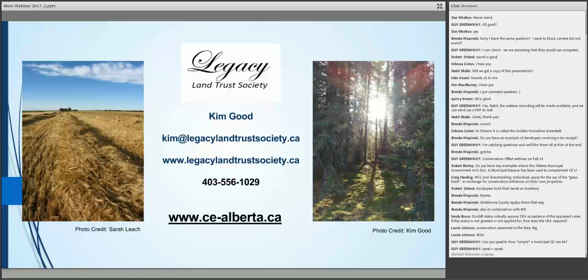Good reasons on both. Conservation easement in the new MGA. Is that the conservation reserve, Lori, that you're referring to? I'll let you respond, and I'll go to Guy's question, which was, can you speak to how simple a conservation easement can be? Yeah, yes, of course, Guy.